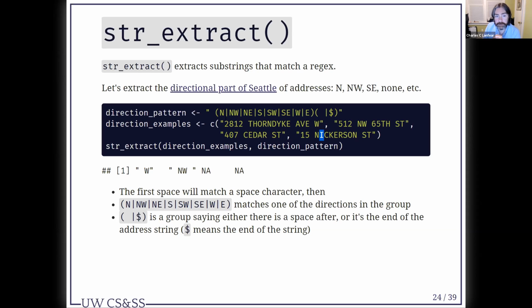Okay. If I run this direction pattern on my addresses, it extracts the space West on Thorndike Avenue West and the space Northwest space right here, because it's extracting everything it matches. It doesn't just match the letter, it matches the spaces too. And then it fails to make a match here or here, so it returns nothing because it's extracted nothing from this. Okay? Does that make sense?